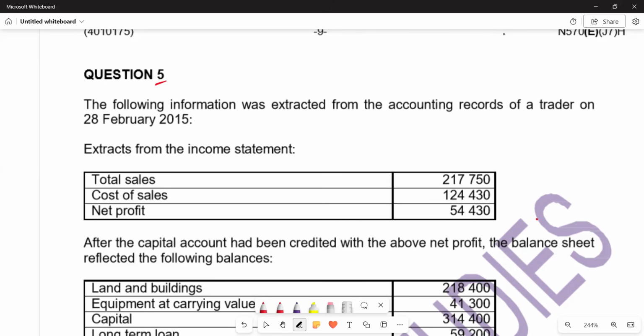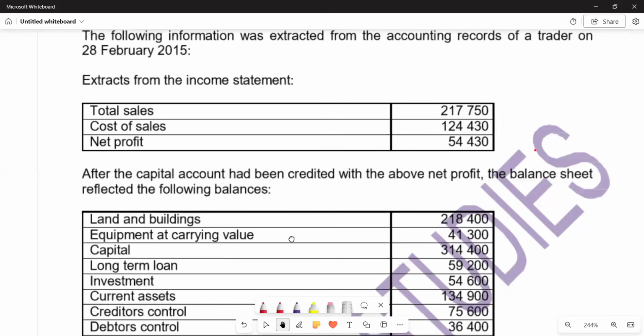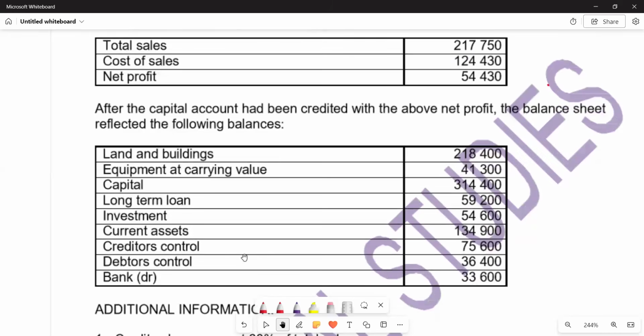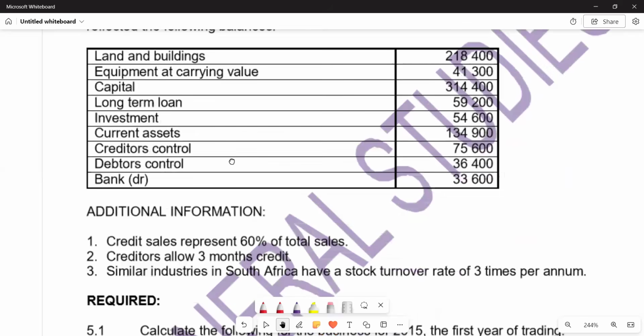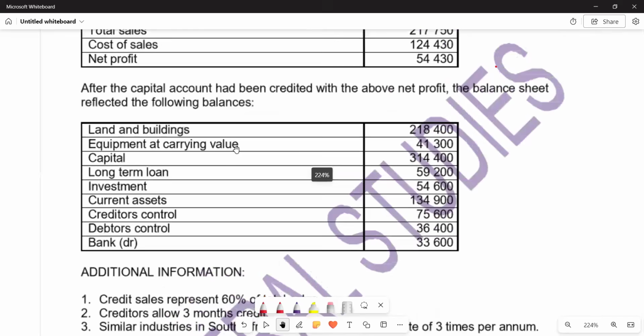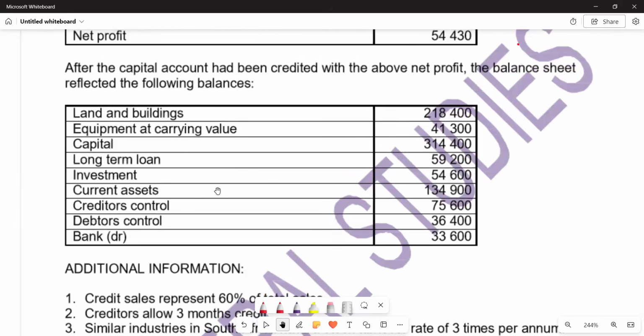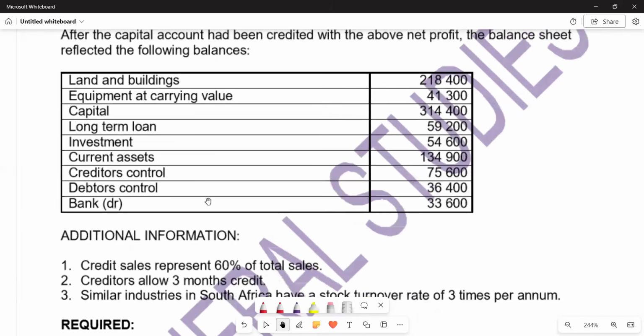It reads that the following information was extracted from the accounting records of a trader on 20th February 2015, and you are given extracts from the income statement. Beneath that, it reads, after the capital account had been credited with the above net profit, the balance sheet reflected the following balances. The balances given beneath there are balances that you are given for the period. And then beneath that, you are also given additional information.